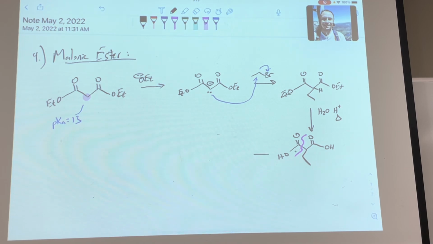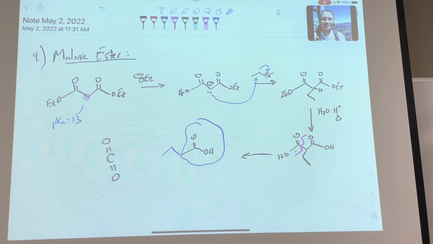And so what you end up isolating here is, well, carbon dioxide comes off, we don't really care about that. What you end up isolating is that substituted acetic acid. And it gets substituted with whatever you added as your alkyl halide. So in this case, there's your substituted acetic acid, and then it's substituted with a 2-carbon group because that's what was added in this step. Okay? But the product is always the same. It's going to be some substituted acetic acid derivative. All right? Any questions on this?